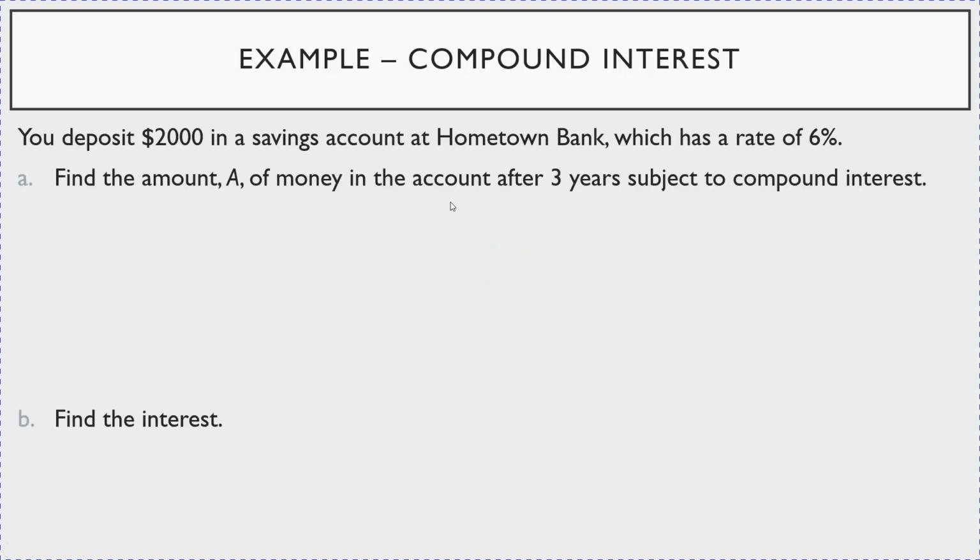So here's the problem. You deposit $2,000 in a savings account at Hometown Bank, which has a rate of 6%. Find the amount A of money in the account after 3 years, subject to compound interest. So look, we have this formula: A is equal to the principal times 1 plus the rate, raised to the t power. P here is my principal. This is how much I'm starting at. This is my rate, as a decimal, 0.06. And this is my t right here. It's 3 years.